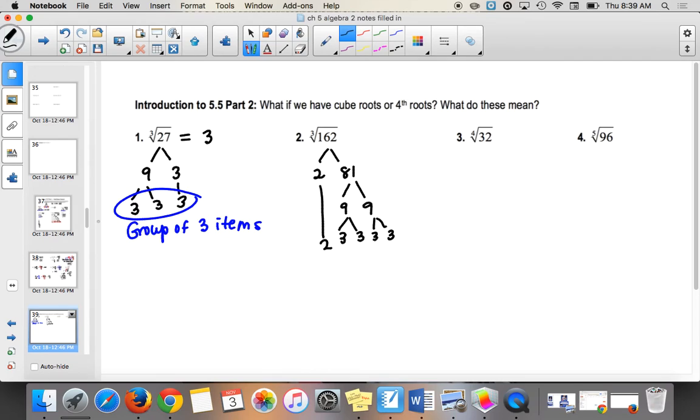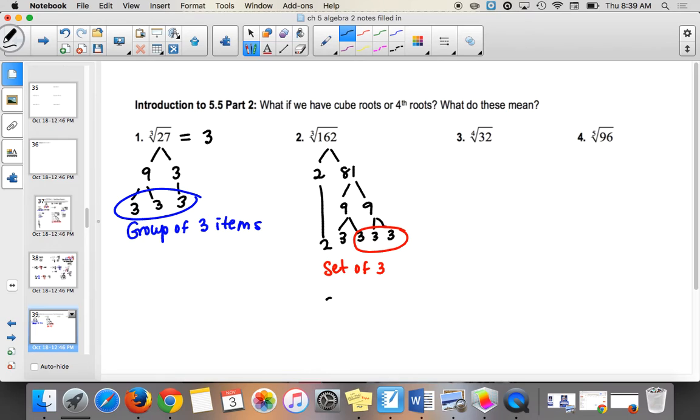So now I have the cube root. So I want to look for a set of 3. So I have 3 3s. But now I have extra stuff, right? So just like before, that extra stuff stays inside the root. So when I have 3 times 3 times 3, that's 27. We just talked about the cube root of 27. It's 3. We just did that.